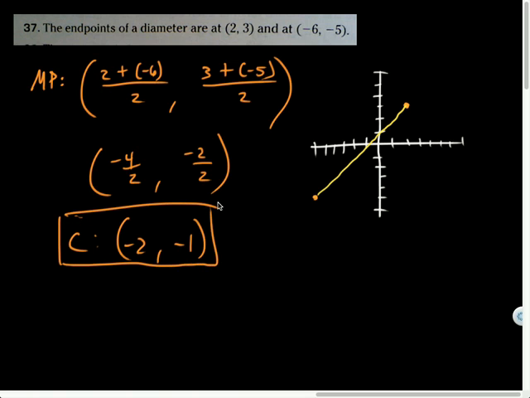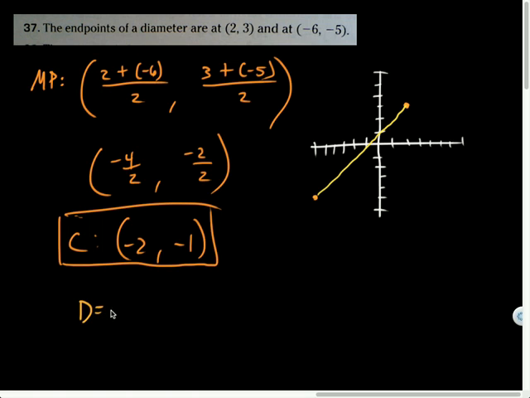And now I need to find the radius, and I've got a couple options. I could find this entire distance, which would be the length of the diameter, and then divide that by 2, and that would give me that distance. Or I could find the distance from my center to either endpoint of the diameter, and that would also give me the radius. Or I could plug in the center for h and k, plug in this for x and y, and solve for the radius in the equation of a circle. But the distance formula probably makes the most sense.